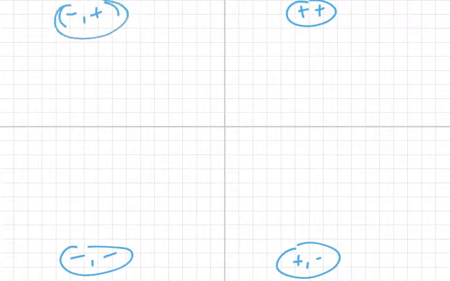So that's how you know where your point should fall. If they're both positive, you know it's going to be here. Positive, negative, here; negative, negative, here; negative, positive over here. So that kind of helps you keep track of the quadrants.